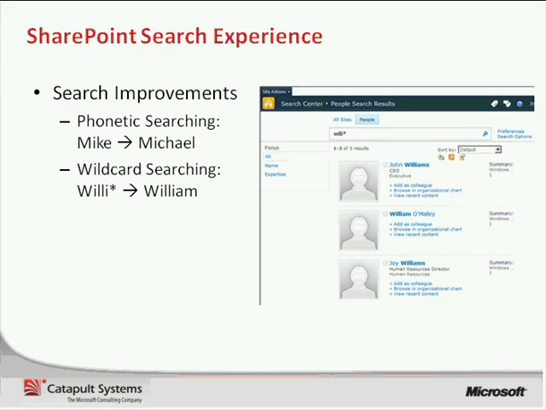For instance, I can now look for somebody called Mike, and SharePoint will actually interpret that and say, oh, you're looking for Michael. I can look for somebody called Willie with a wildcard, and it'll pick anybody who has those characters in their name, such as William. Additionally, I can also look for somebody called Bob, and it'll go out and find maybe a Richard or Bill. So what's nice about that is that you can look for people in a very natural way that you're used to interacting with them.